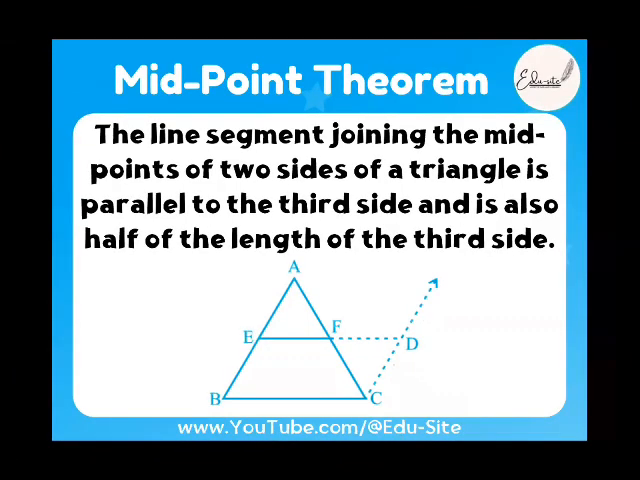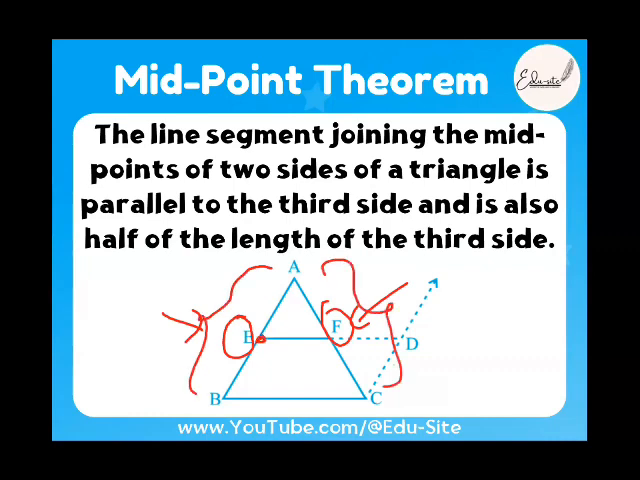In the triangle, if we draw a midpoint on the 2 sides of a triangle, and if we join this line segment, then this line segment EF is always parallel to BC. What does the midpoint theorem state, Laiba? If there is a triangle and you have 2 midpoints on 2 sides of a triangle, here E and F are the 2 midpoints on the 2 sides, AB and AC.